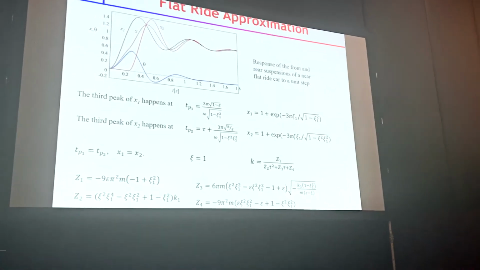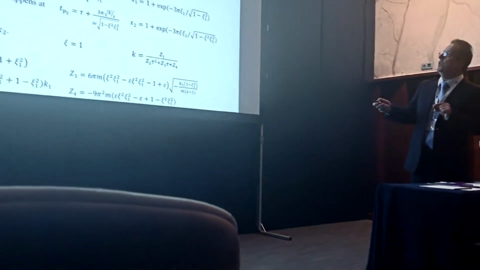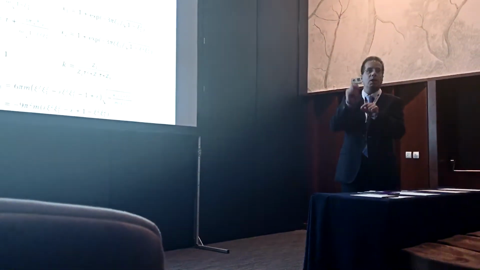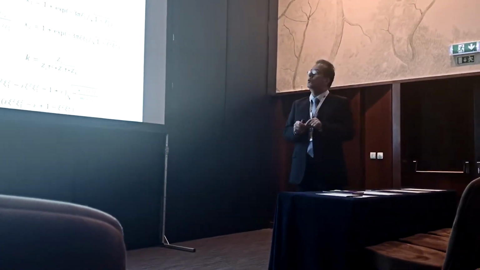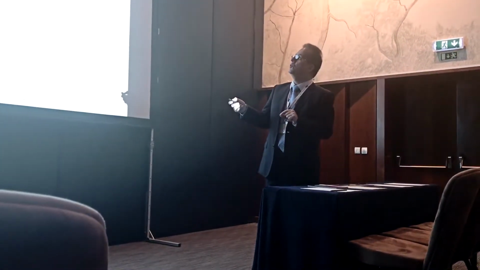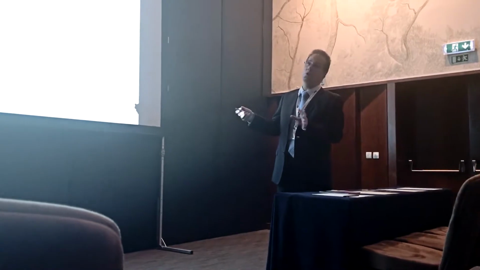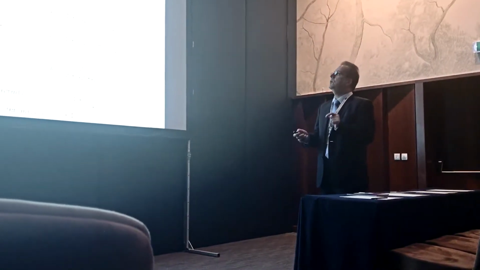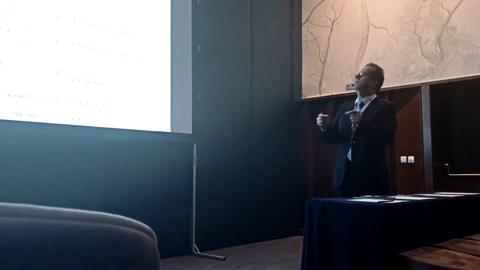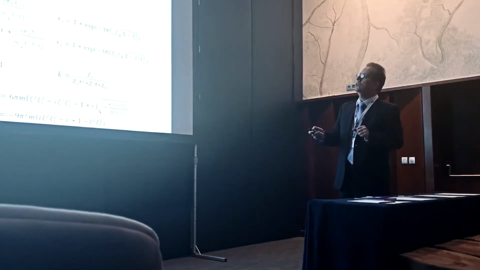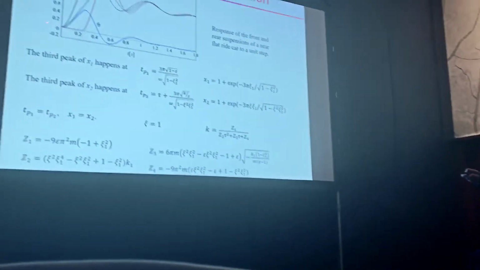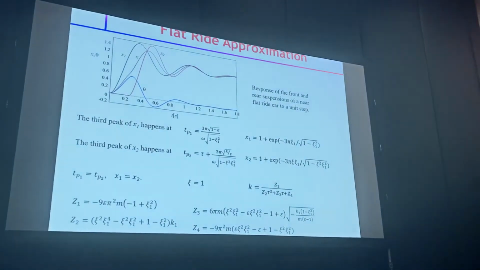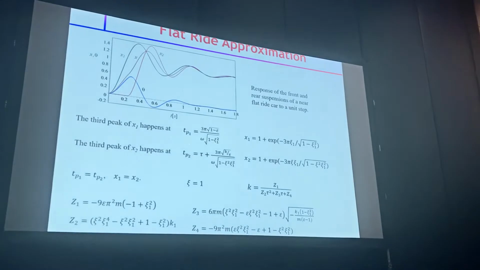What we did, we set the third peak of the front and of the back be equal at the same time. You can match x1, x2 at any point you wish. The third peak is the only reasonable or earliest time that you can match these two. So our strategy is that x1 vibration, x2 vibration at the third peak be equal at the same time.